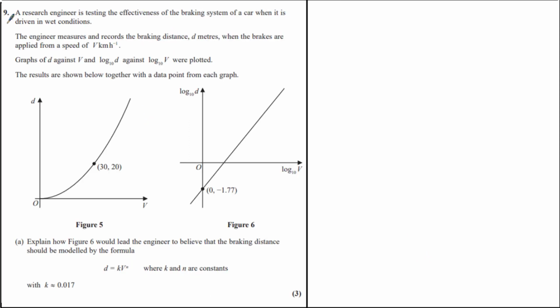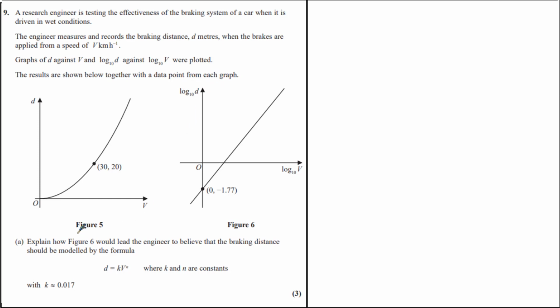Okay. Question 9. A research engineer is testing the effectiveness of the braking system of a car when it is driven in wet conditions. The engineer measures and records the braking distance, d meters, when the brakes are applied from a speed of v kilometers per hour. Graphs of d against v and log base 10 of d against log base 10 of v were plotted. The results are shown below together with a data point from each graph.